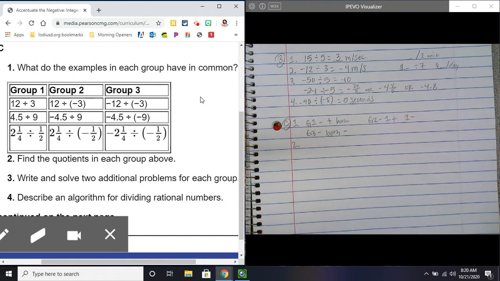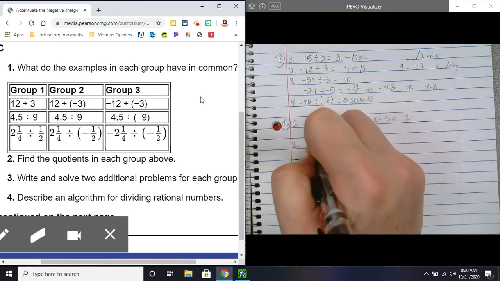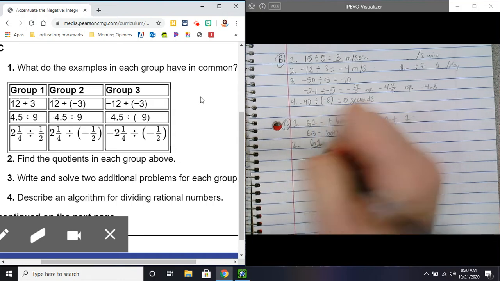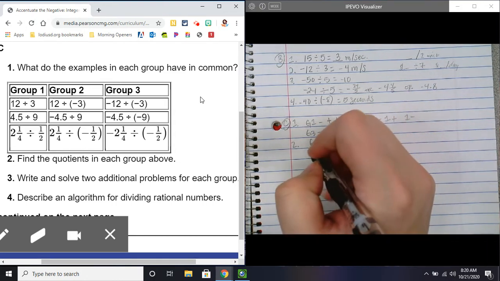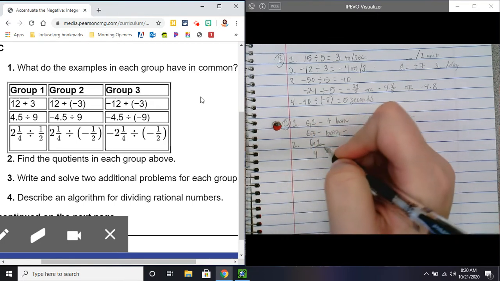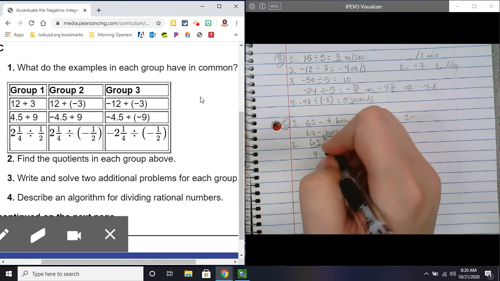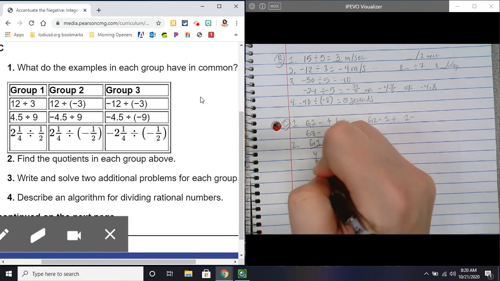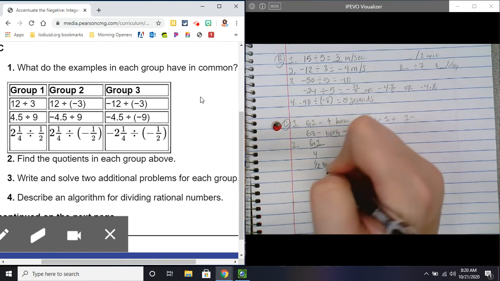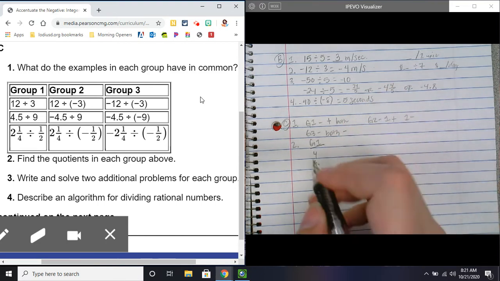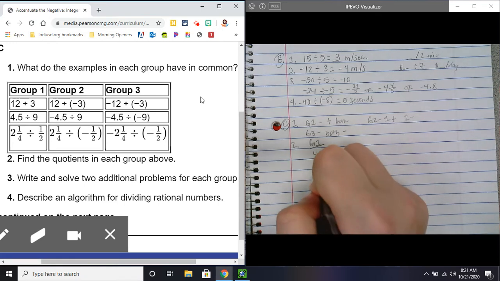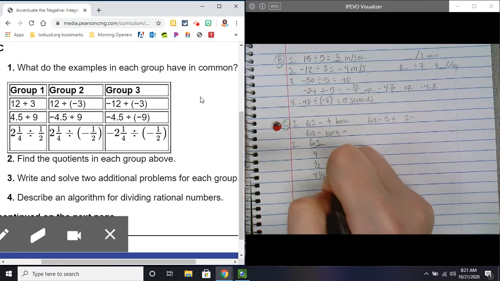Number 2, find the quotients in each group above. So for group 1, you have 12 divided by 3, which is 4. You have 4.5 divided by 9, which is 1/2. And then you have 2 1/4 divided by 1/2, which is 4 1/2.